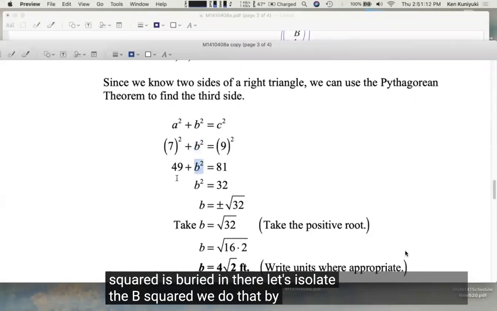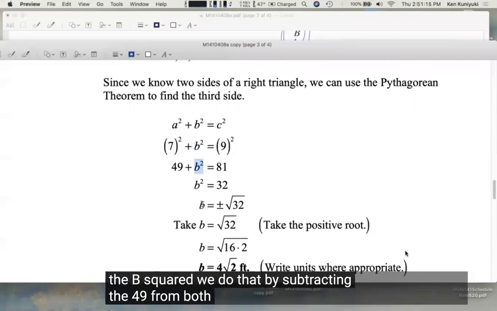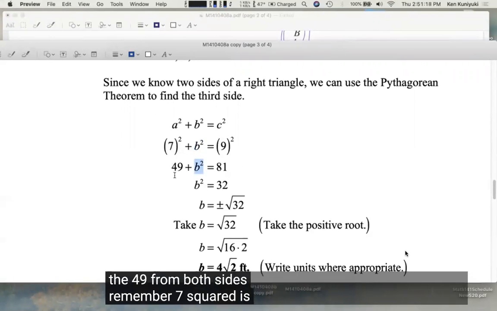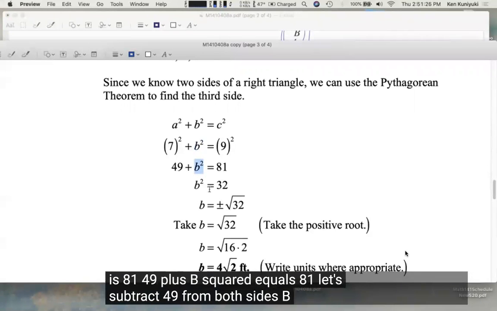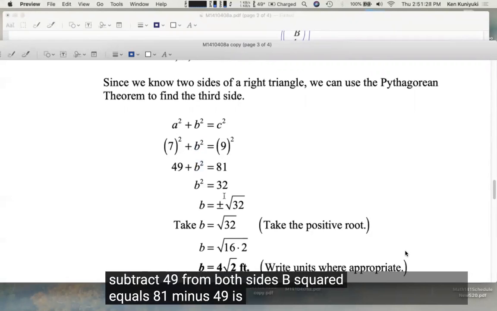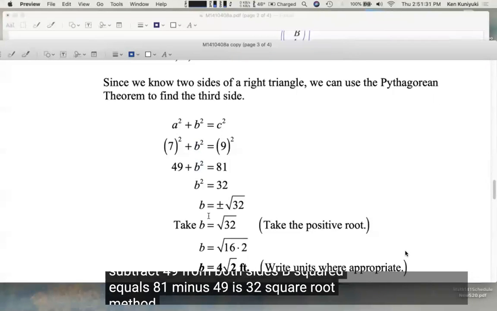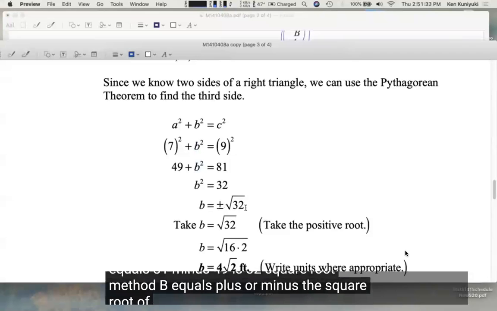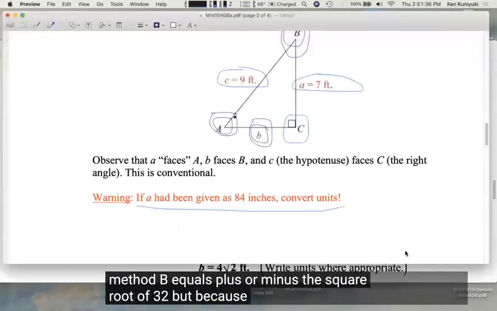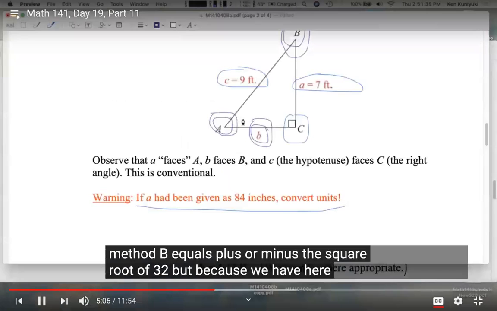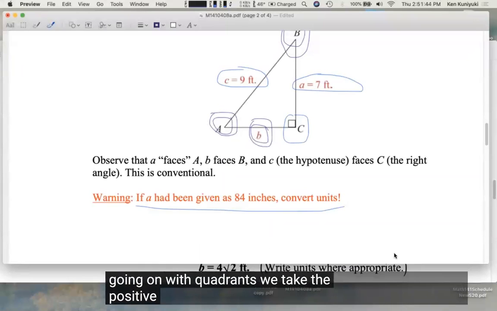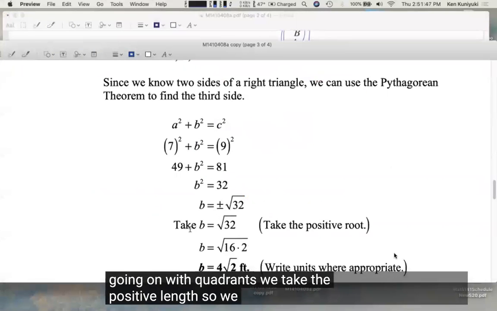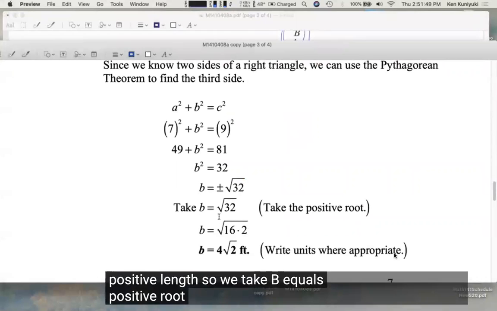We do that by subtracting the 49 from both sides. Remember, 7 squared is 49 and 9 squared is 81. 49 plus b squared equals 81. Let's subtract 49 from both sides. B squared equals 81 minus 49 is 32. Square root method, b equals plus or minus the square root of 32. But because we have here a right triangle, we have no funky things going on with quadrants, we take the positive length. So we take b equals positive root 32.